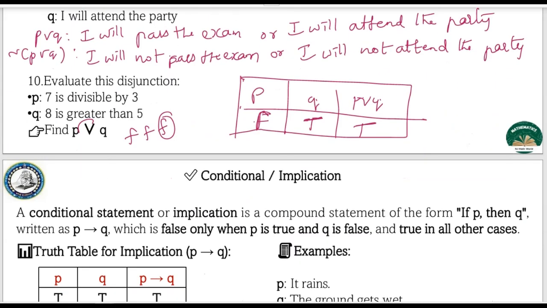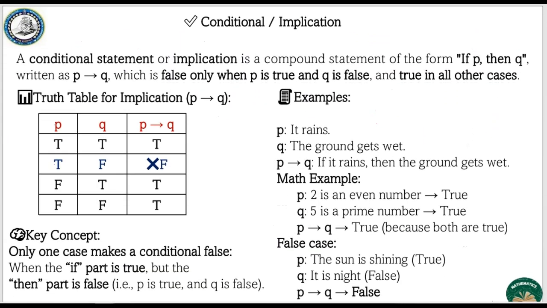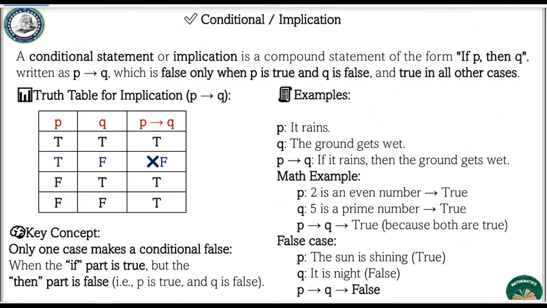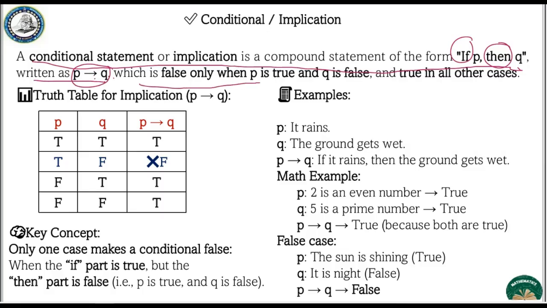Then moving on with the next one, we have conditional. What is meant by conditional? Conditional or implication: a conditional statement or implication is a compound statement of the form if P then Q. We'll be using if and then to write the statement. Written as P arrow Q, P implies Q, which is false only when P is true and Q is false, and true in all other cases. So the condition for implication is if P is T and Q is F, the answer will be F. Always for implication, T and F is always F.